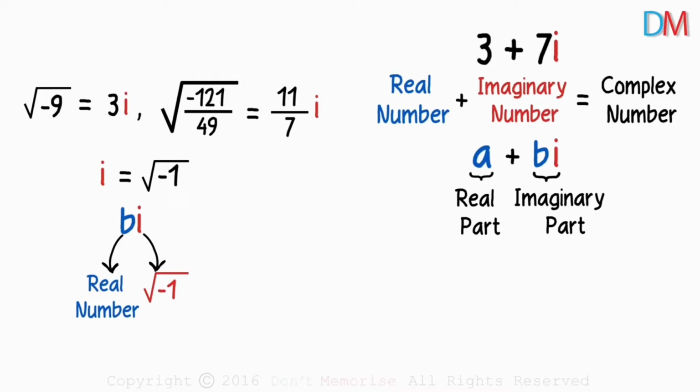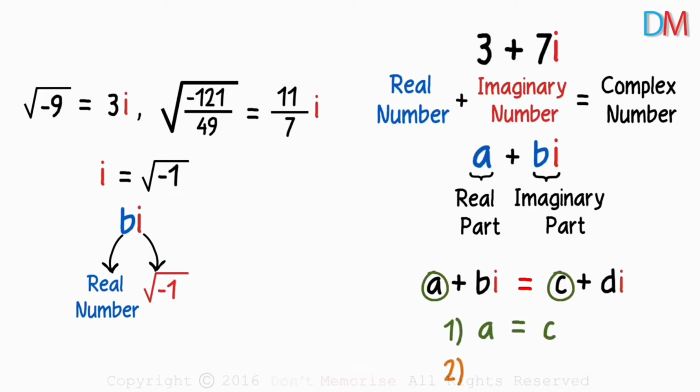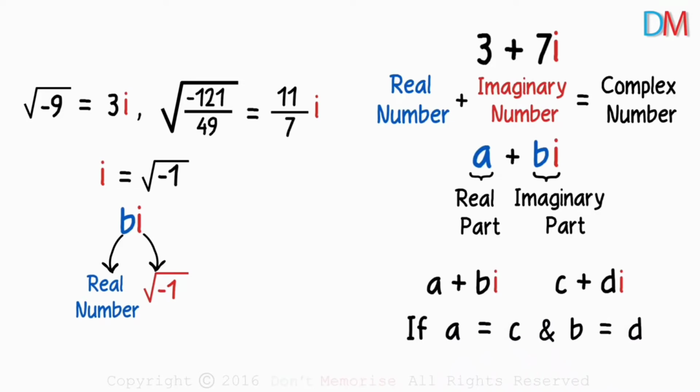When will the two complex numbers a plus bi and c plus di be equal? They will be equal only if both the conditions are satisfied. First, a is equal to c and second, b is equal to d. Yes, only if a is equal to c and b is equal to d will the two complex numbers be equal. Real parts equal and the imaginary parts as well are equal.